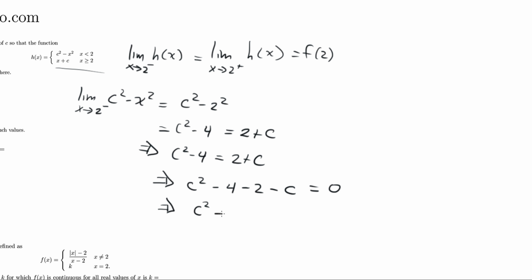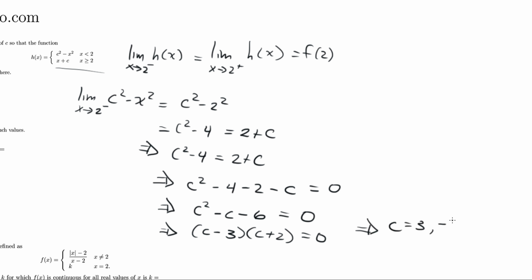Z squared minus c minus 6 equals 0. We factorize this. Two factors of negative 6 that when you add them give you negative 1. It will be negative 3. No, negative 3 and positive 2. Okay, so this is going to be (c minus 3)(c plus 2) equals 0. Therefore, c equals 3 and negative 2.